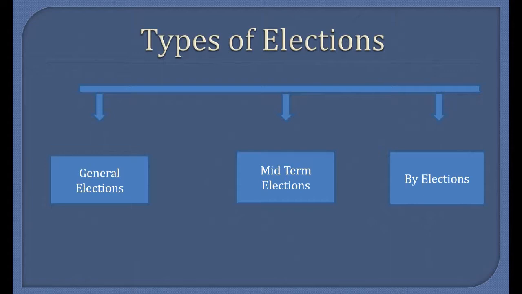Means, if there is no representative, or in any case, the election has to break in between, at that time the midterm election takes place. Let us move to the third one, that is the by-election. If an elected representative in Lok Sabha or Vidhan Sabha or in the local self-government resigns, or due to his or her death, his seat becomes vacant, the election is held for that vacant seat. This is called a by-election.